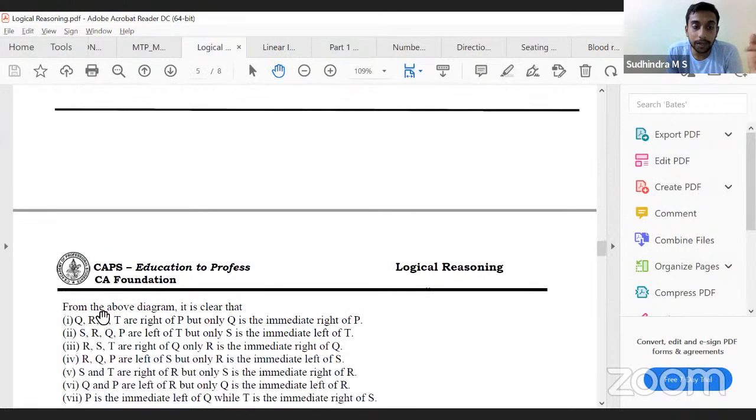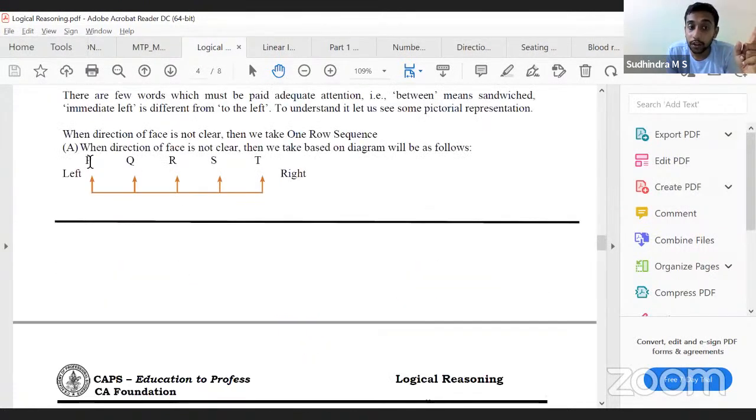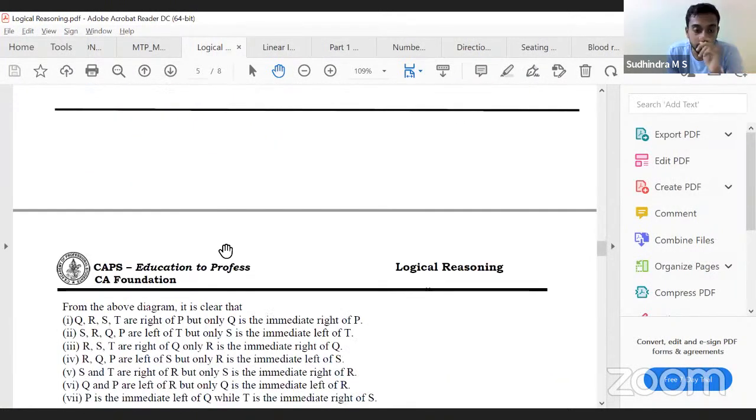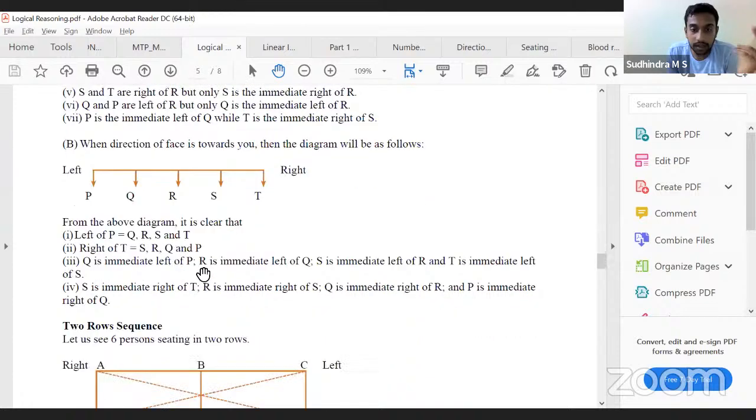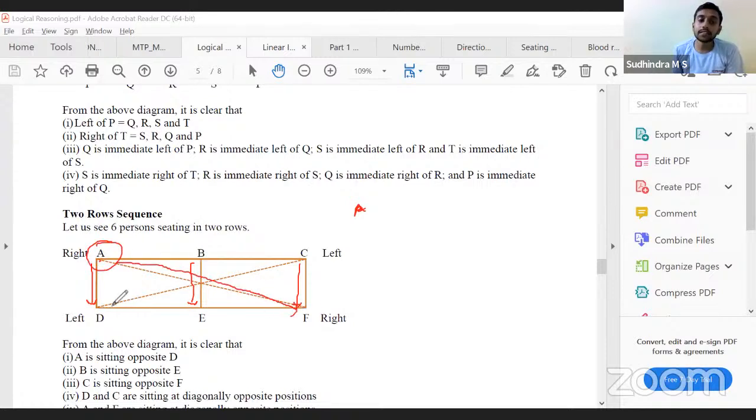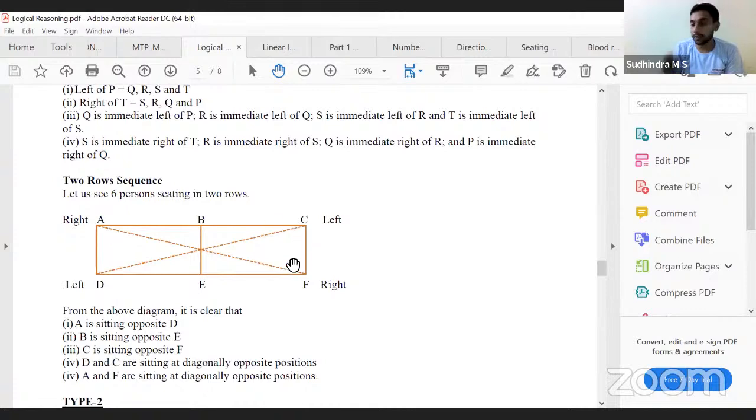In the same example, Q, R, S and T are to the right of P. However, Q is immediate right to P. In certain cases, they can be arranged in two rows. In this example itself, A is opposite to B, B is opposite to E, C is opposite to F. A is diagonally opposite to F, D is diagonally opposite to C. If they give diagonally opposite, this is how we have to arrange. If they say opposite, this is how we have to arrange.